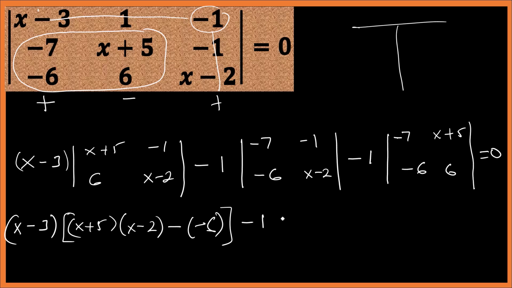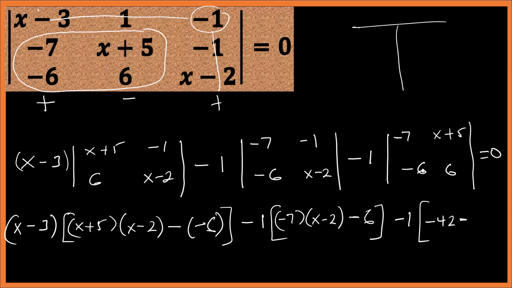The next one will be minus 1. I have to be very careful here, so it will be minus 7 times x minus 2 minus this times that with 6. We have the last one, minus 1, this times that, 7 times 6 is 42, so minus 42, minus this times that, so we have minus 6 times x. Let's do it together. So we have minus 6x minus 30 equal to 0. So we have got 0 over there.